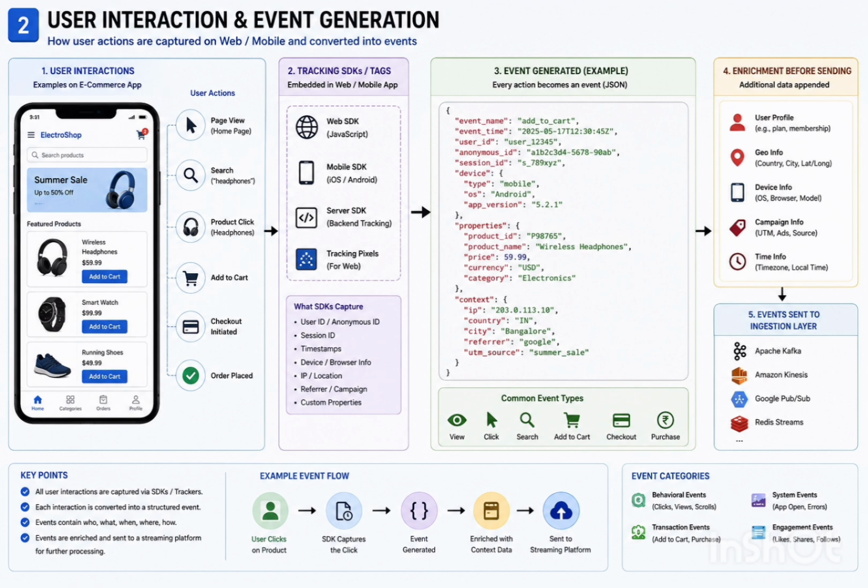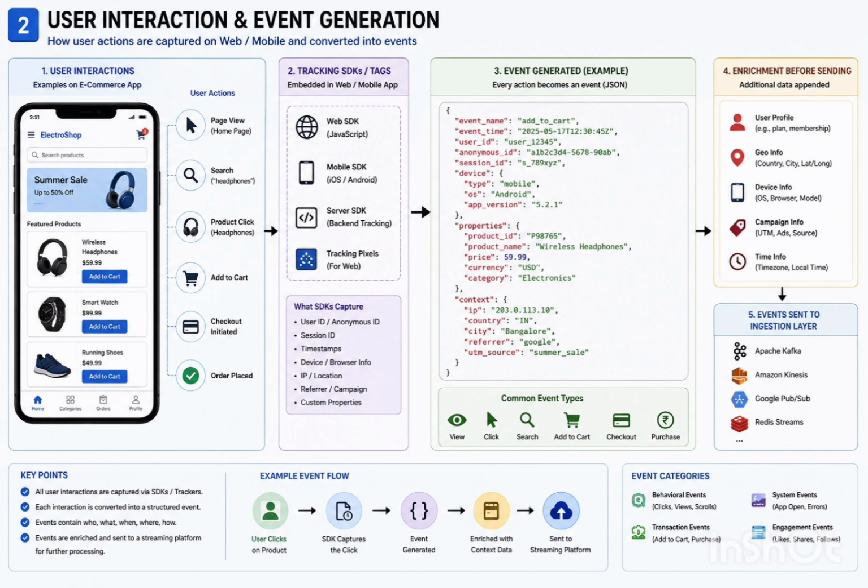Take an e-commerce app as an example. Imagine you are browsing headphones. You open the homepage, you search for a product, click on the headphone, you add it to cart, you proceed to checkout. Every one of these actions is valuable information for the company because every action tells a story about customer behavior. But companies don't understand clicks. They understand data. So the first thing a company does is convert your actions into events.